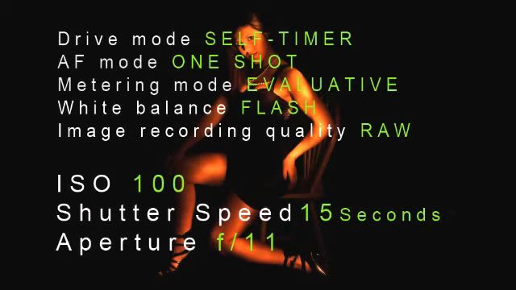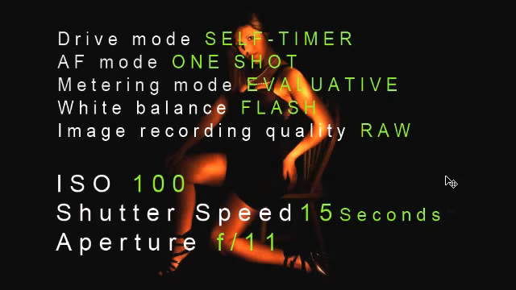So I set my drive mode to self-timer because I don't want to have to touch the camera during the exposure. I set autofocus mode to one shot and metering evaluative, and even though I'm not going to use flash, I'm going to set white balance to flash because that'll give me this really nice orangey glow, warm feeling off her skin. And of course I shoot in RAW.